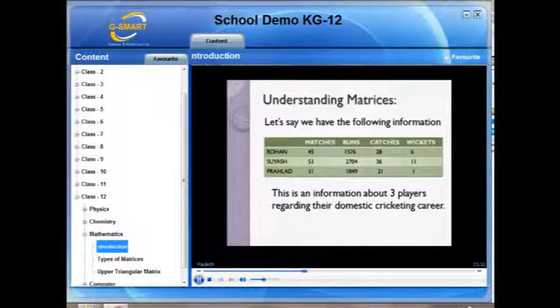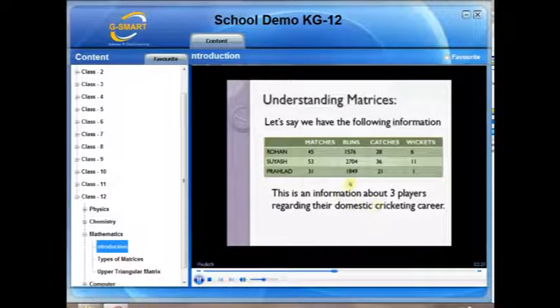Now let's try to understand what matrices exactly are and why there was any need for them to be used in mathematics. Let us say we have the following information about 3 players regarding their domestic cricketing career, and the 3 players are Rohan, Suyash and Prahlad, and they have played 45, 53 and 31 matches respectively, scored 1576, 2704 and 1849 runs respectively, taking 28, 36 and 21 catches and 6, 11 and 1 wickets respectively.